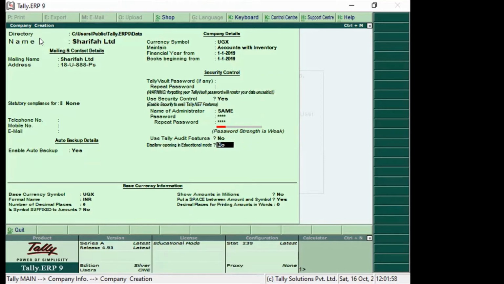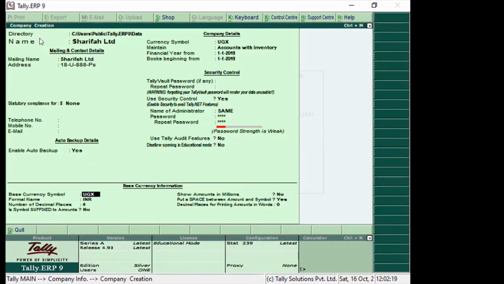Disallow opening in education mode. That one remains no. Because when you disallow, the lecturer will not be able to open, yet you're working in education mode. So when you say yes, you will have disallowed it at education mode, and the lecturer will not be able to see your work. So you leave it at no.